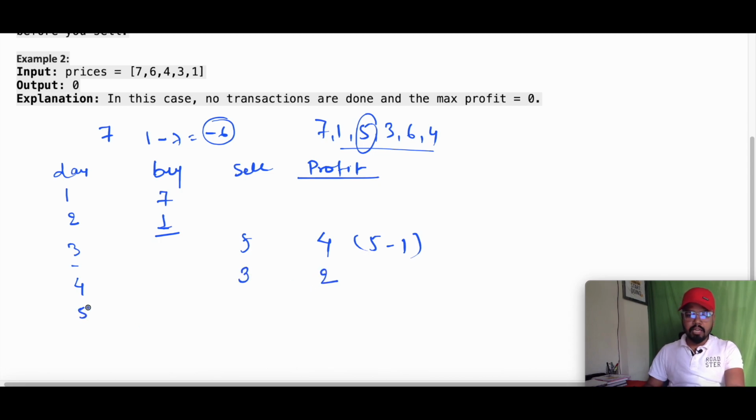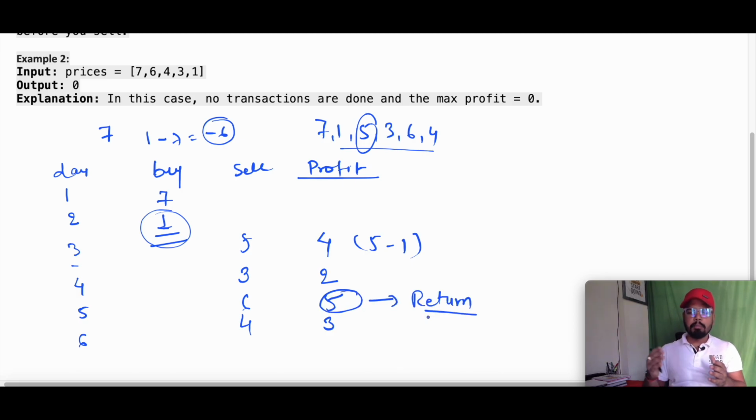Suppose on day 5 you buy at price 1 and sell at price 6, the profit would be 5. And on day 6, you already bought the product at price 1 and you sell it at price 4, so the profit would be 3. So the maximum profit is 5. This 5 you have to return.